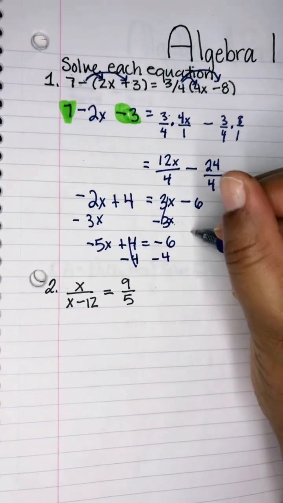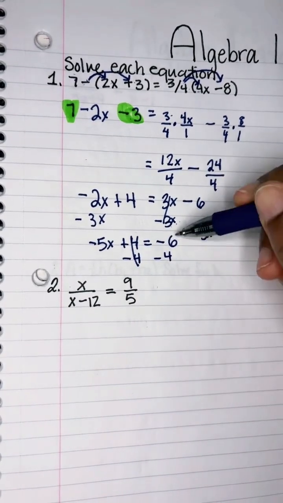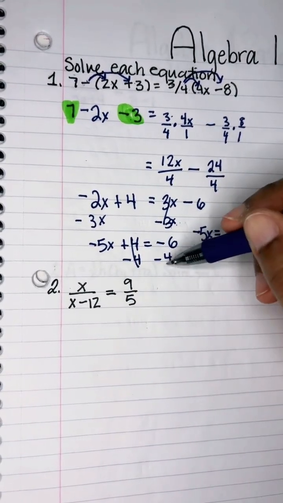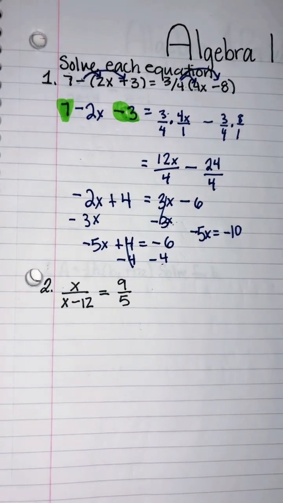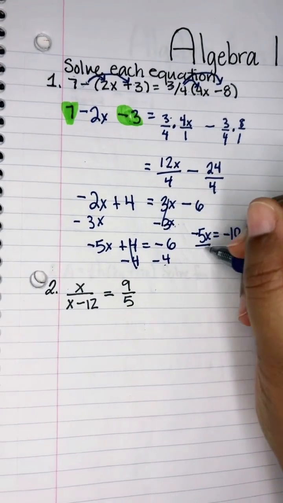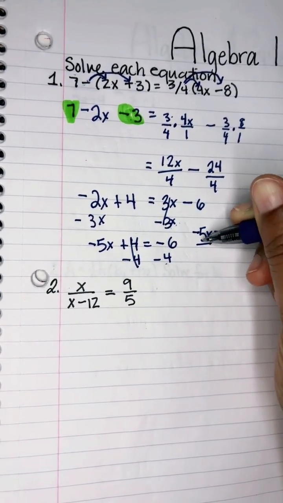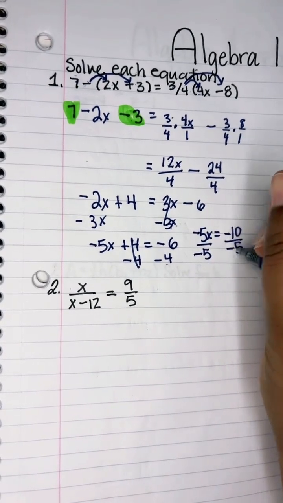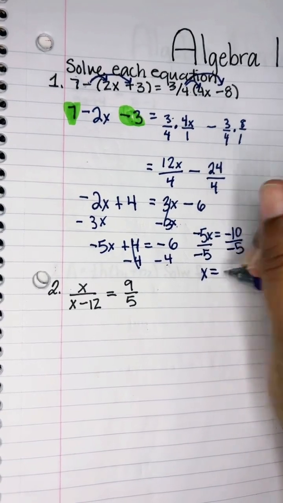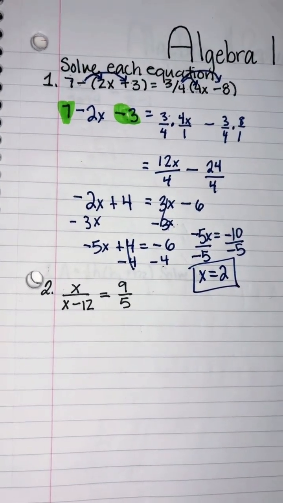And then I end up with negative 5x equals, now, somebody owes you $6. They say, give me 4 more. They owe you $10. And then we're going to divide, because whenever you have a number attached to a letter, they're multiplied. So you undo that by dividing. And x equals 2. That's our answer.